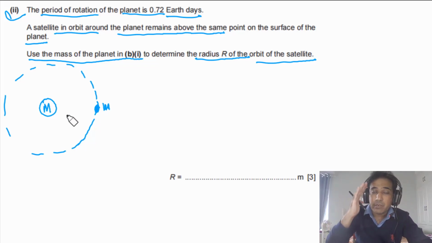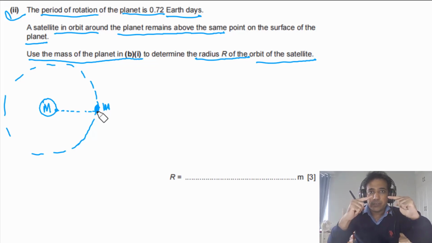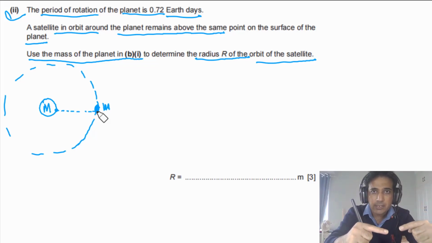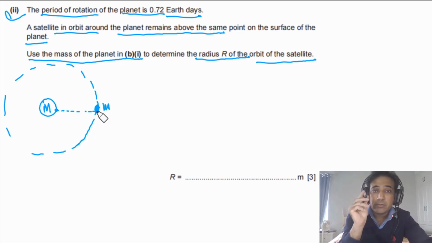This satellite is orbiting around the planet, and the two have the same time period. Because the satellite is always above the same point, it means the time period of the satellite is the same as the time period of rotation of the planet. If you connect this point on the planet with the satellite, they always stay in front of each other like this. It means they're synchronized, they have the same time period.